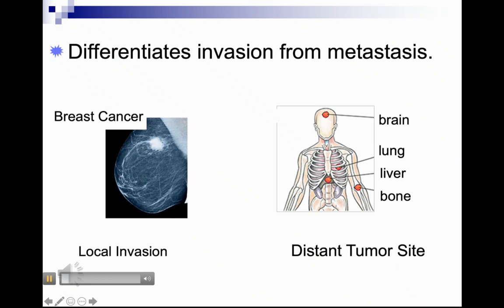There is a difference between invasion and metastasis. Invasion means to grow into the space locally. Metastasis means there's a distant tumor site, totally separate from the primary tumor. So cancer grows by invasion and has the ability to metastasize to a distant site.